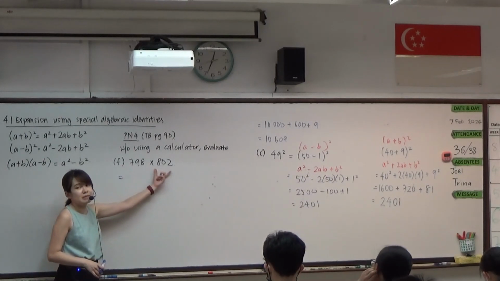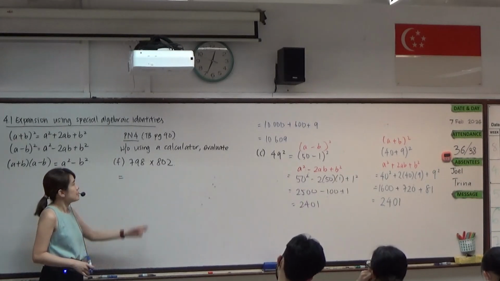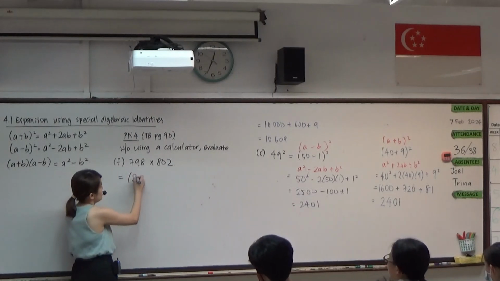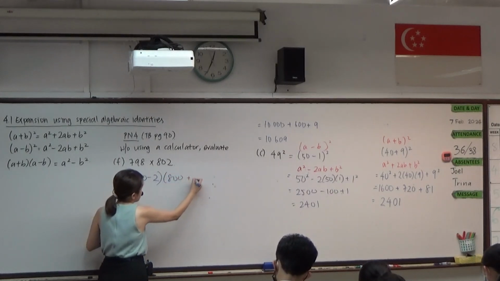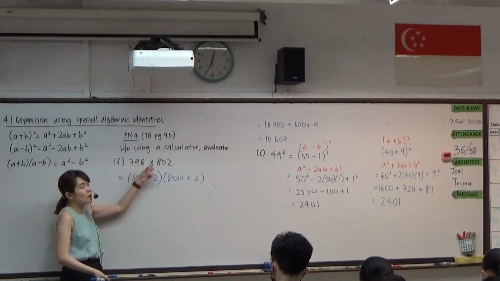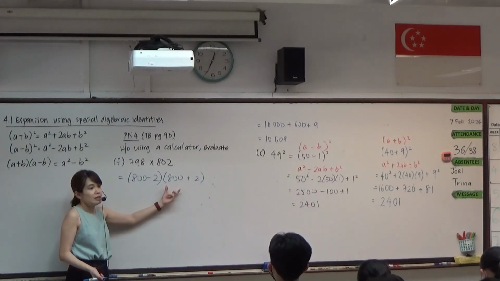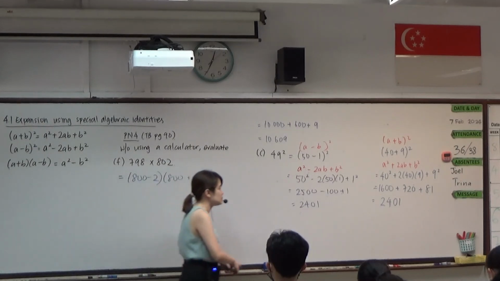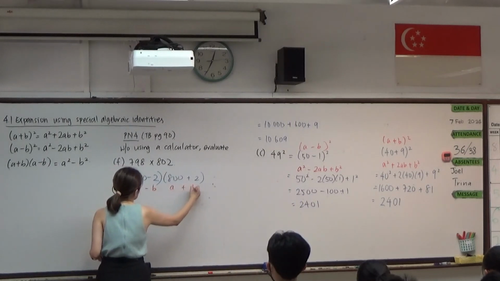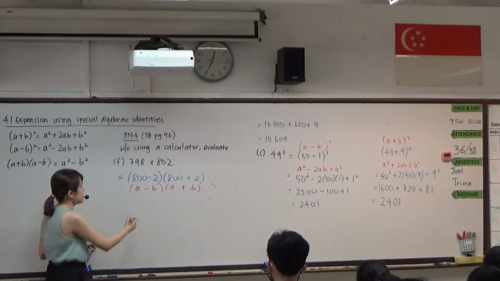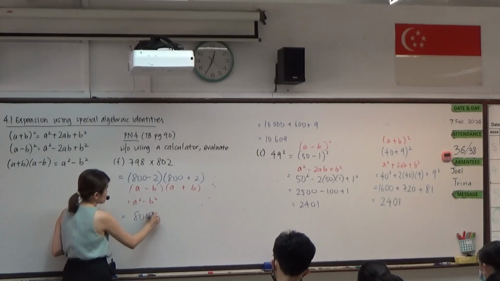We need to compare these two numbers. We must find a common ground. 798 is 800 minus 2, and 802 is 800 plus 2. So we must find something in common for both of them. If this one uses 800, down here must also have 800, otherwise I cannot apply my A minus B, A plus B formula, which gives us A square minus B square. So that gives us 800 square minus 2 square.